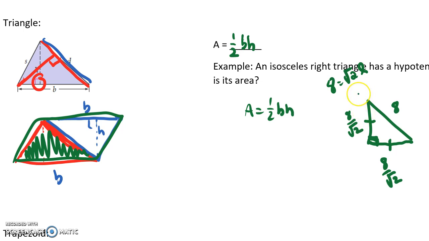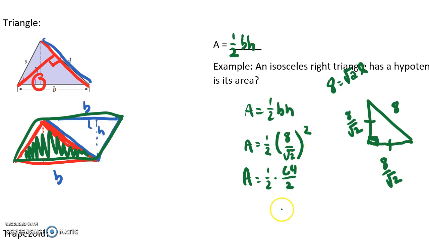I'm not going to take time to rationalize this denominator because watch what's going to happen. So to find the area, I'm going to multiply 1/2 times 8 over the square root of 2. And I'm actually just going to square that, girls, because they're both the same. It's an isosceles right triangle. And so then 8 squared is 64. Square root of 2 squared is 2. You can simplify this a number of ways. I'm just going to think of this as 64 over 4. And so the area is 16 inches squared, or square inches.